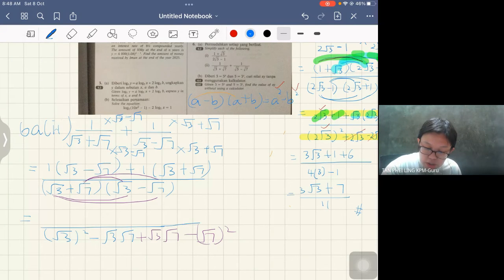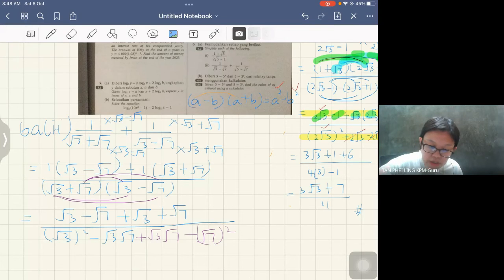We continue. The top one is 1 times square root 3, square root 3, and 1 times square root 7, minus square root 7. Then I plus 1 times square root 3, square root 3, and 1 times square root 7, plus square root 7. Now we will simplify them. How to simplify?